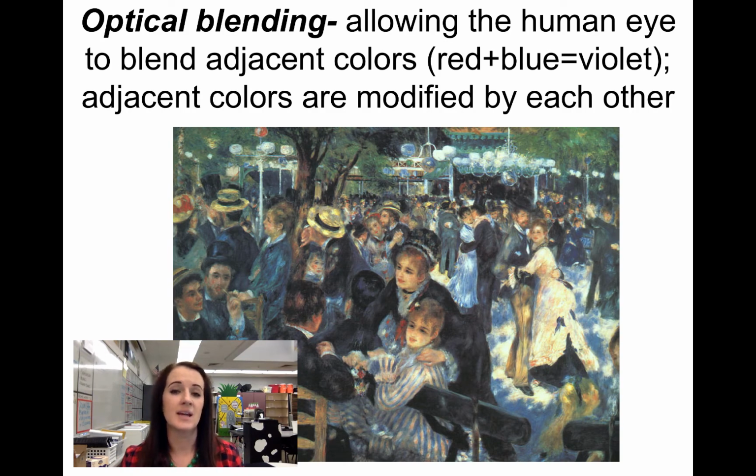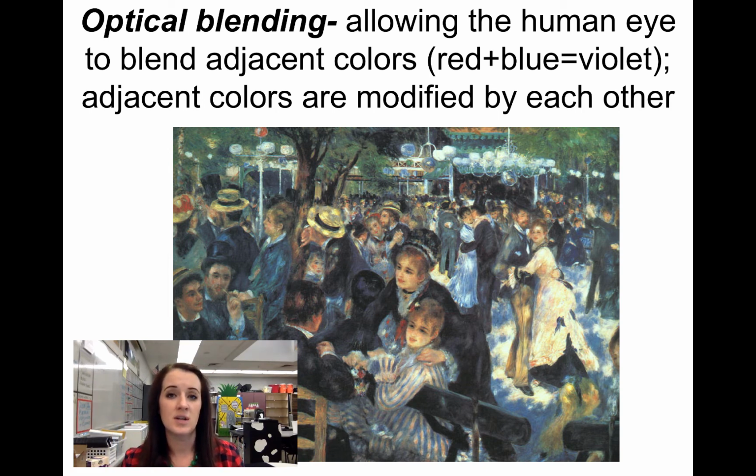Optical blending, again, this is a term that we've been using a lot when we are talking about different techniques in class, particularly when we covered pointillism. So I want to make sure that it's in your sketchbook notes, and it's a really important thing to understand about art. So optical blending is allowing the human eye to blend adjacent colors. So you have individual colors, for example, red and blue right next to each other. When we pull away, our eye is able to blend them together to make violet.